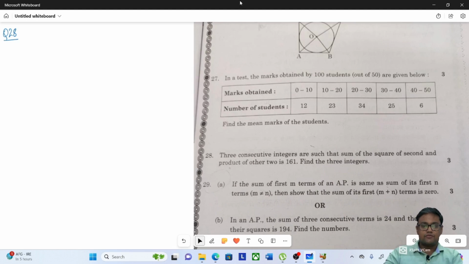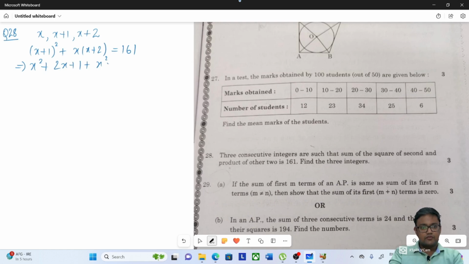The three consecutive integers are such that the sum of the square of the second and the product of the other two is 161. So you can assume the three consecutive integers as x, x plus 1 and x plus 2. The sum of the square of the second with the product of the remaining two numbers is 161, right? So you can open the square. x square plus 2x plus 1 plus x square plus 2x will give you 161.